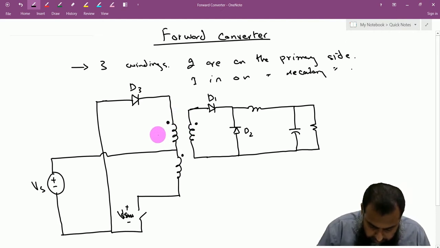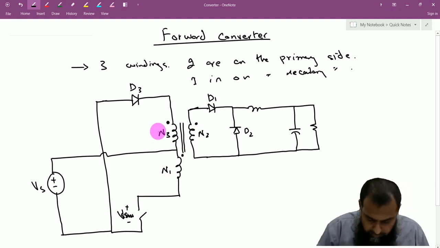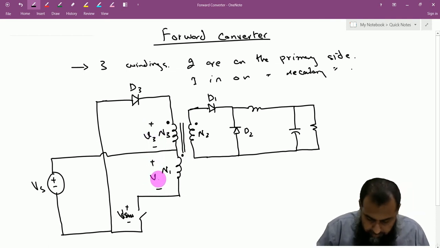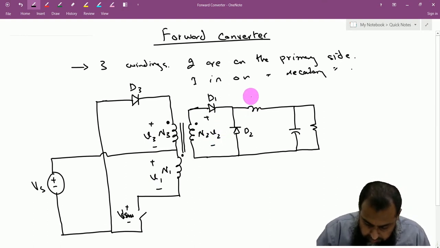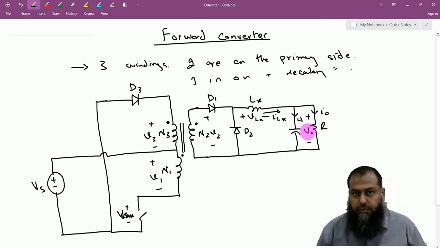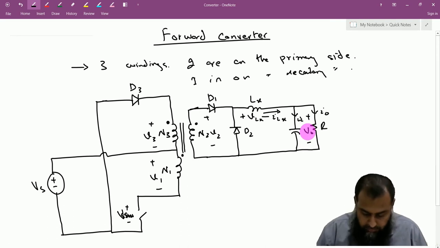Let us say this is N3, this is N1, this is N2, and also we have the voltages: this is V3, this is V1, and here we have this voltage V2. Let us say this is LX, the voltage across this LX is VLX, and the current that flows through this inductance is ILX. Here we have IC. This is I0, this is R, and here we have the voltage V0, which will appear across this resistive load.